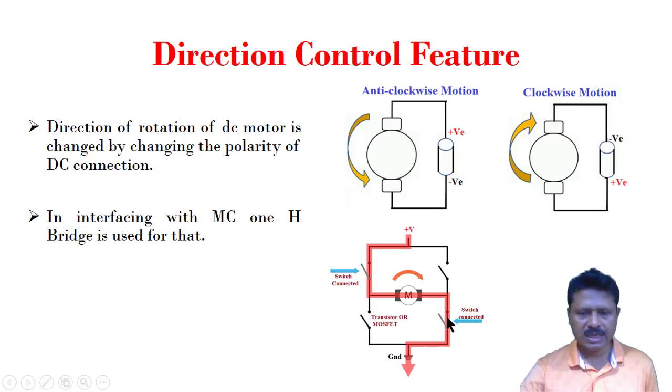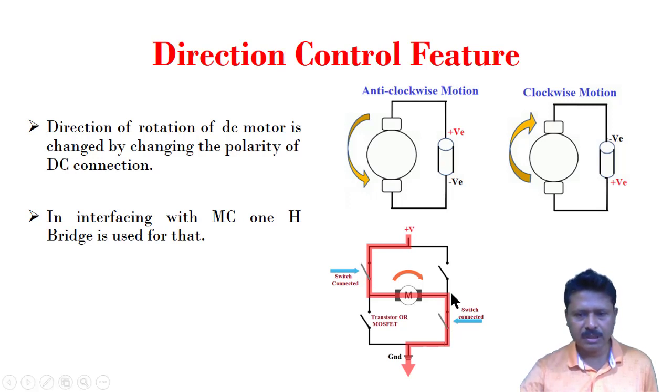Now at a particular action, say this switch and this switch are connected, so the supply or current will flow in this direction. This is the positive terminal for the motor and this is the ground terminal, so the motor will rotate in the clockwise direction. The very next moment, if we want to rotate it in the anti-clockwise direction, we need to just change the polarity of the supply.